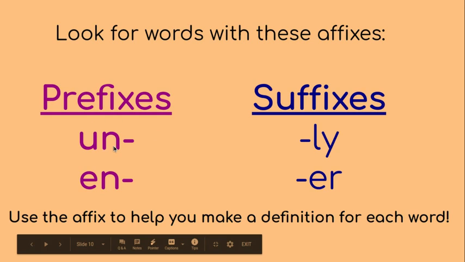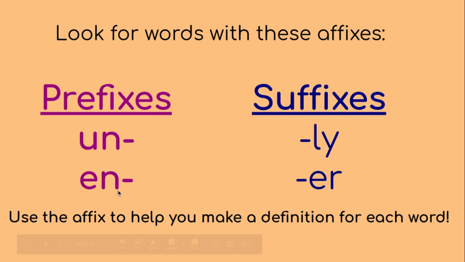So, un means not. We've had that one a lot this year. En means to put in or within a state of being. Ly, in a certain way. And er, a person who or something that.